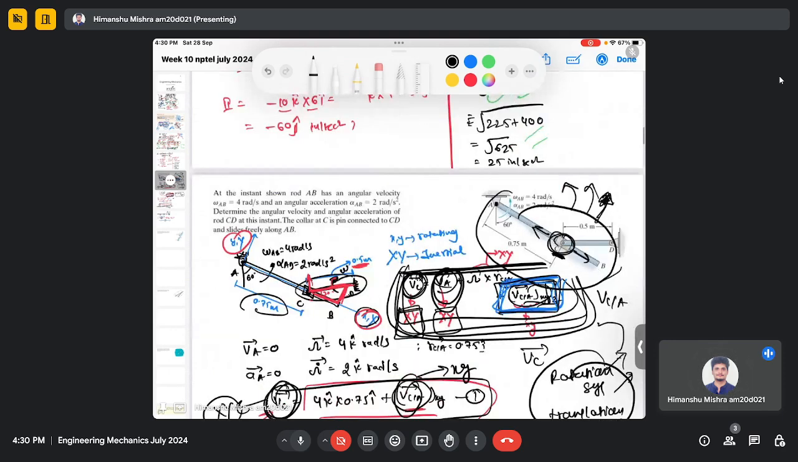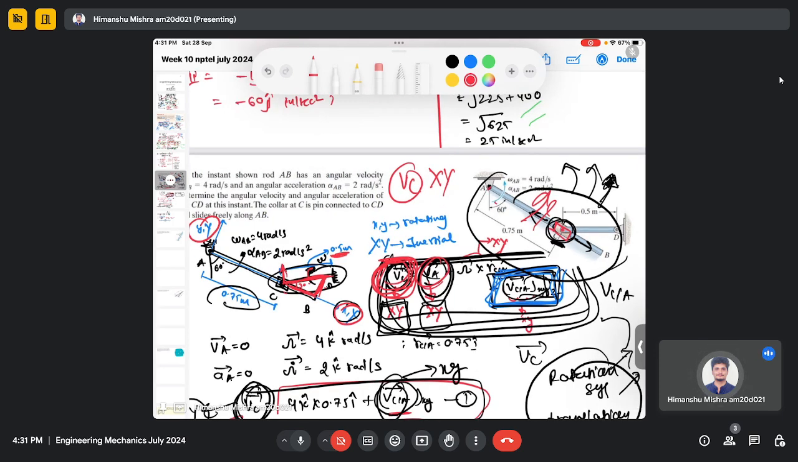And this Vc is actually the velocity of point C. So this is the velocity of this slider in the inertial frame, which means if you ignore the rotation of this system, then what is the velocity of the slider? So this is that velocity. Similarly, this is the velocity of point A in the inertial frame, which means if you ignore the rotation, then what is the velocity of point A in the inertial frame, which is 0 in this system.